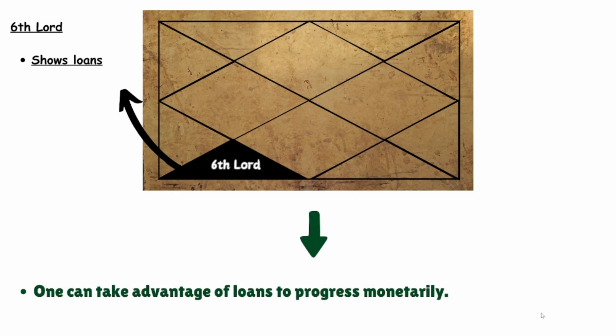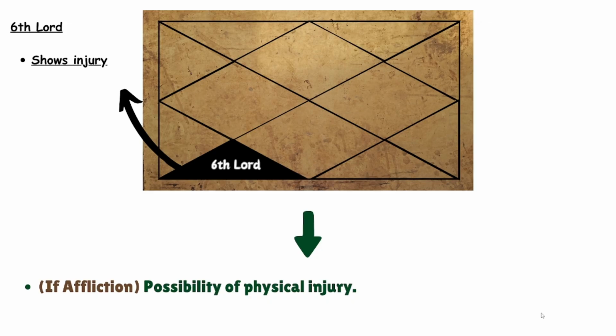Sixth lord also shows loans. So with this placement, one can take advantage of loans to progress monetarily. So right, for example, it's also the fourth lord, then could mean taking loan for purchasing real estate and making an asset for yourself. But again, don't go too much overboard with the loans. Take based on your risk appetite. Sixth lord is also the lord of injuries, okay, physical injuries mostly. So if it is afflicted, then there is a possibility of physical injury, which is kind of definitely a byproduct of any form of physical fight or sports, isn't it?